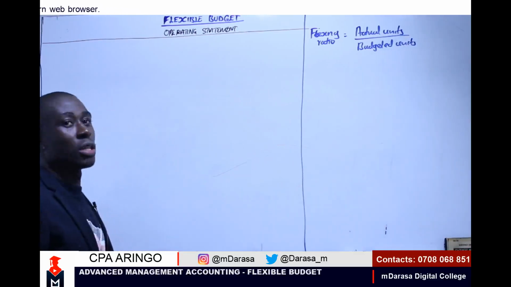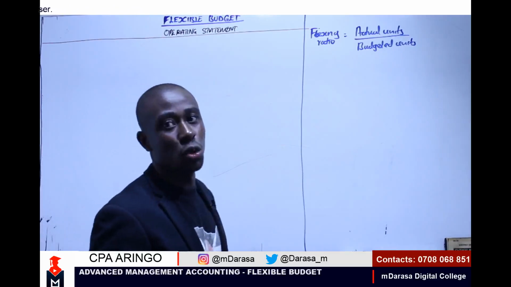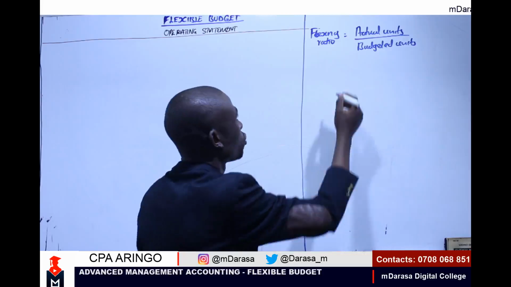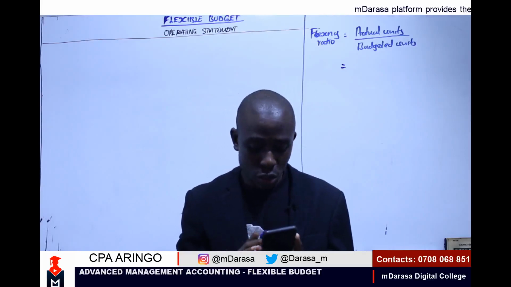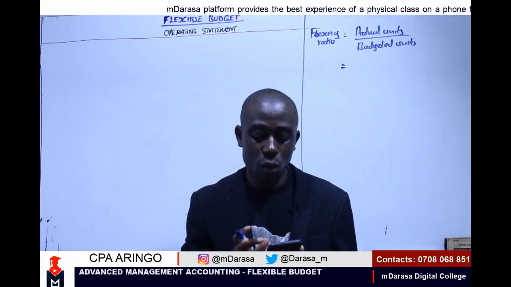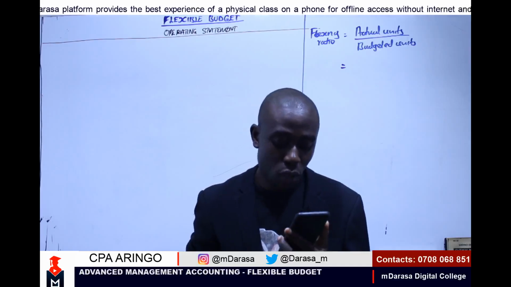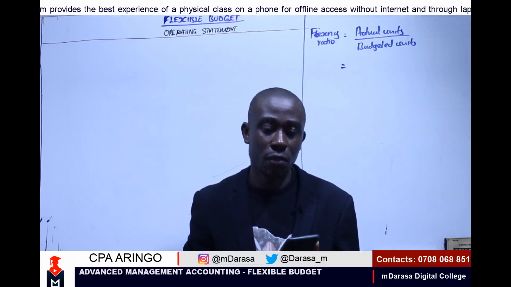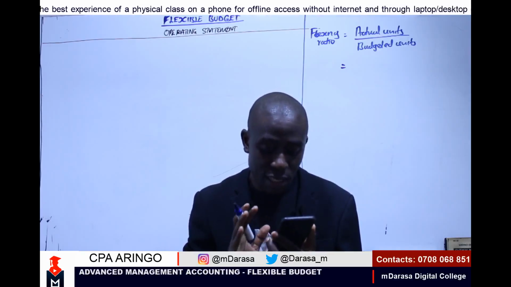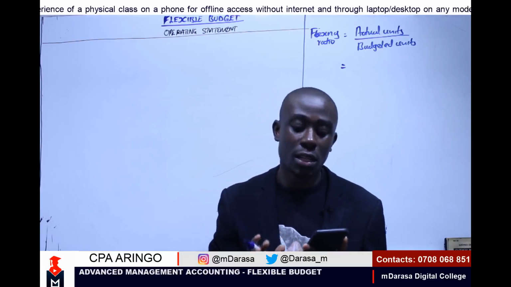So come to our question. What was our actual units given? The actual units given in our question, if you've taken a snap on that, on top there I'm given the number of units. We are doing a question which was tested in Advanced Management Accounting, May 2017, Question number 3. For the number of units, the budget I was given is 640, and the actual I was given is 720.